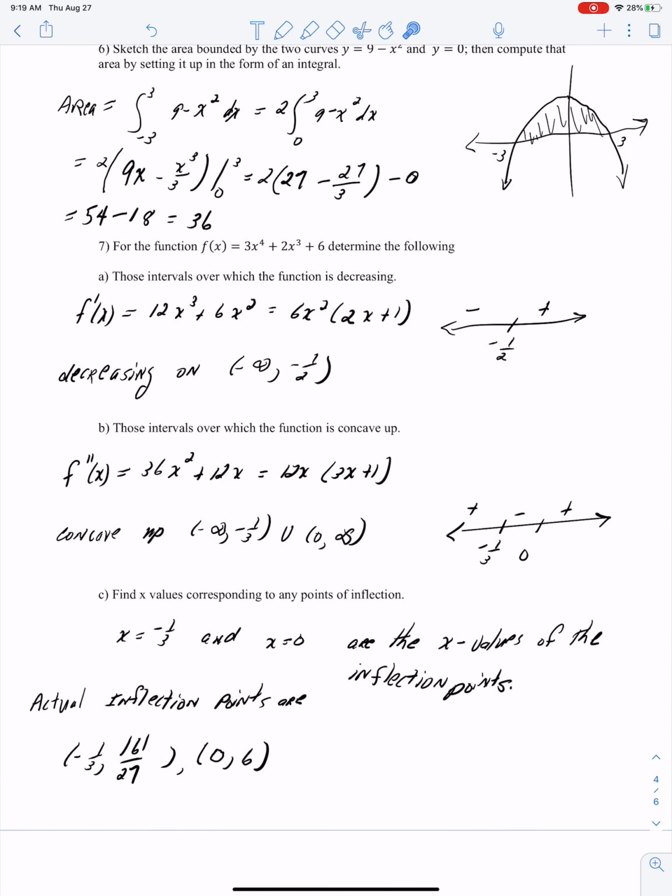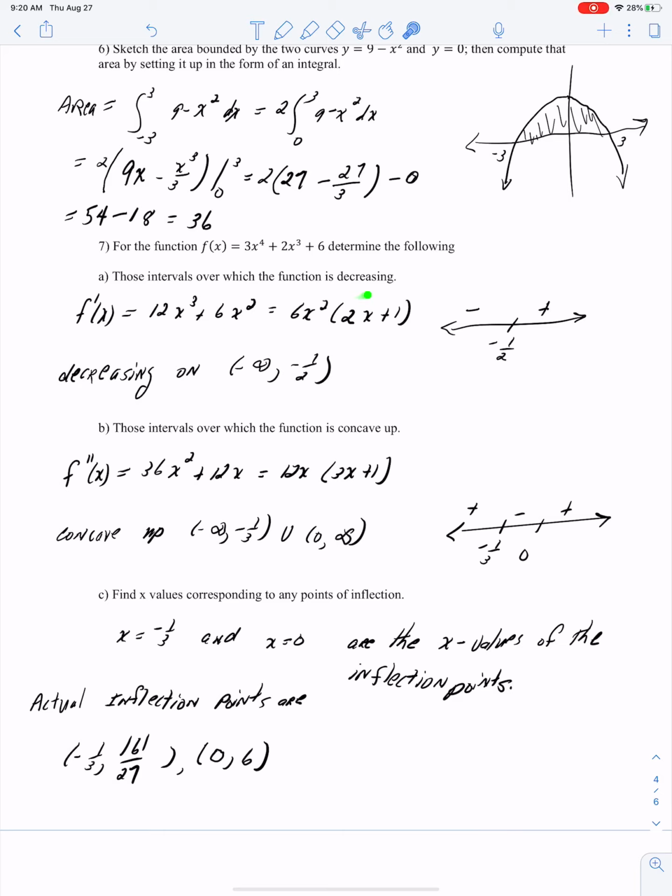Okay, now let's look at number 7. Here I have this function, 3x to the 4th plus 2x cubed plus 6. I want to figure out the intervals where the function is, in this case, decreasing. Well, remember, the function is decreasing if the first derivative is negative. So I take the first derivative, which is 12x cubed plus 6x squared. I can factor out a 6x squared.